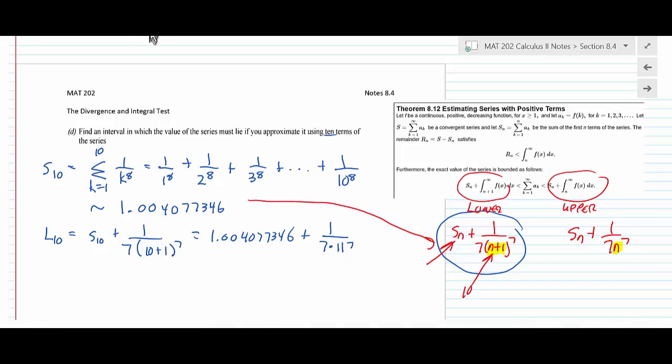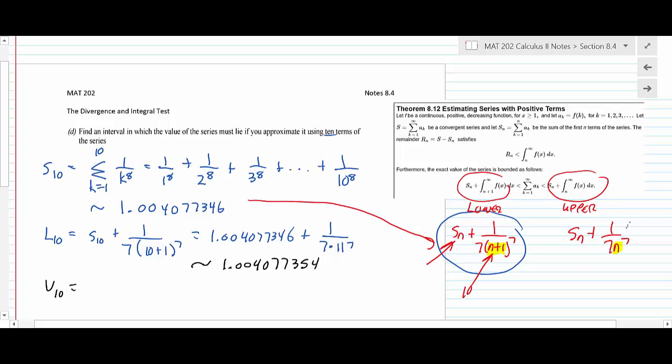Okay, now I think I also went ahead and worked this out. I wrote this down somewhere. Let me remember where I wrote it down. Here we go. Okay, so this is approximately 1.004077354. Okay, like that.